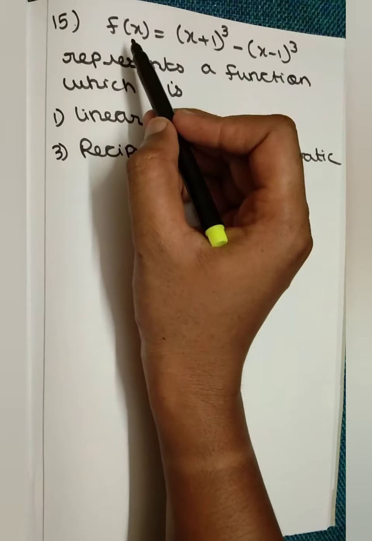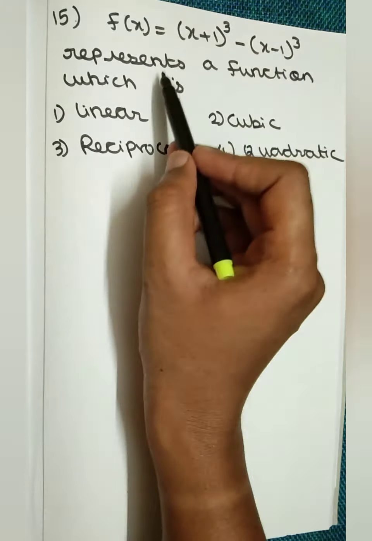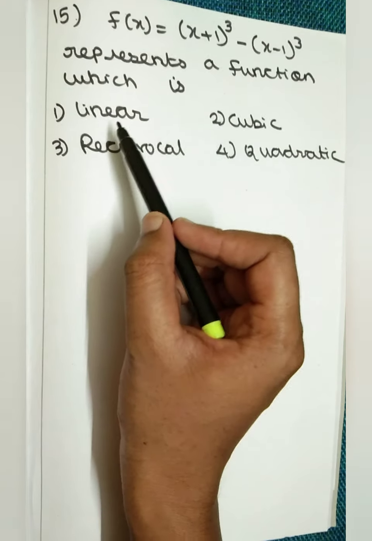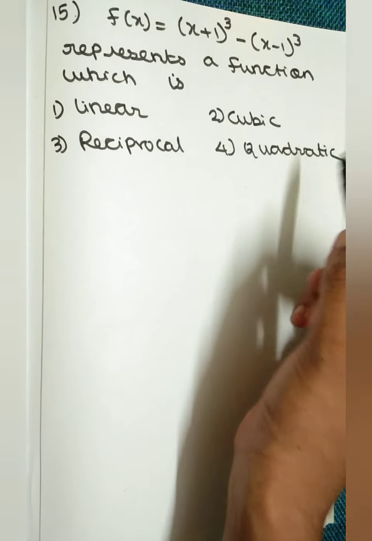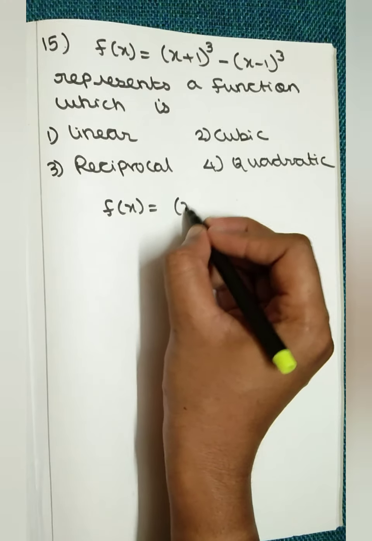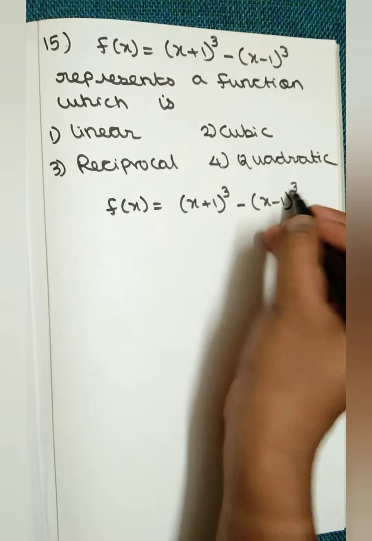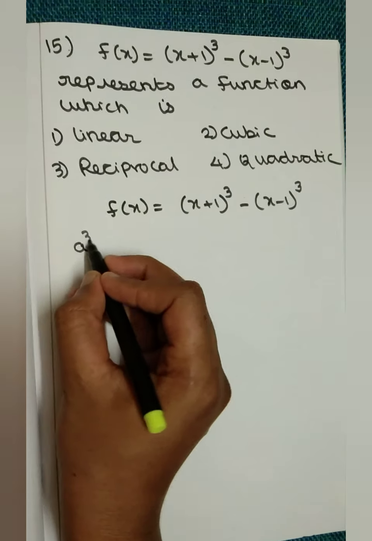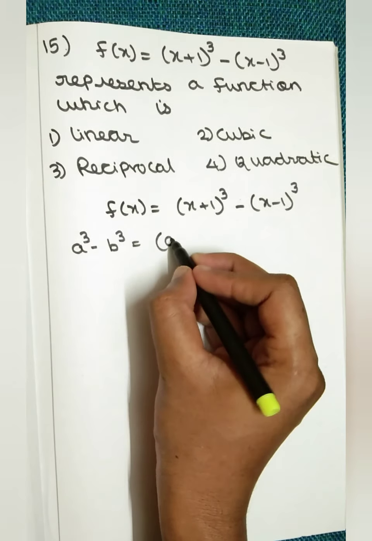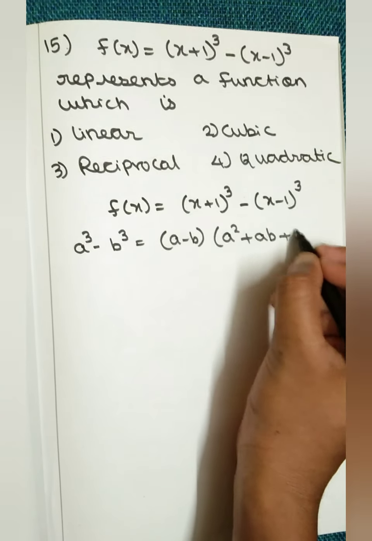15th question. f of x equal to (x plus 1) the whole cube minus (x minus 1) the whole cube represents a function which is? You want to tell whether f of x is linear, cubic, reciprocal or quadratic. My f of x is given (x plus 1) the whole cube minus (x minus 1) the whole cube. I am going to use the a cube minus b cube formula. A cube minus b cube is (a minus b) into (a square plus ab plus b square).